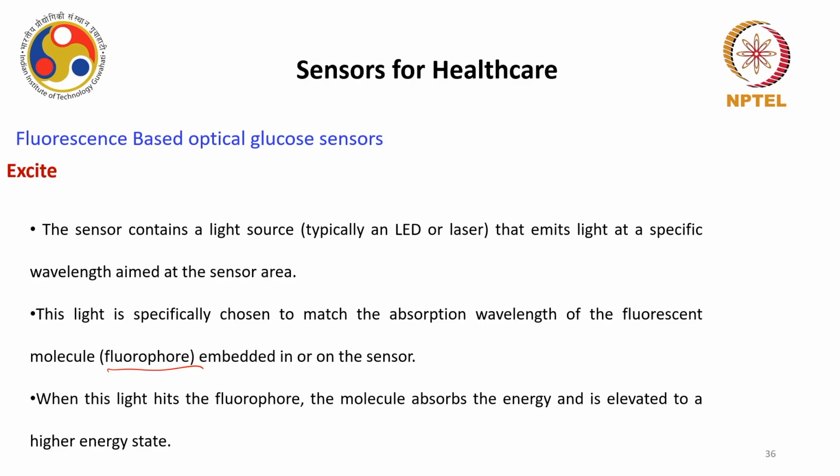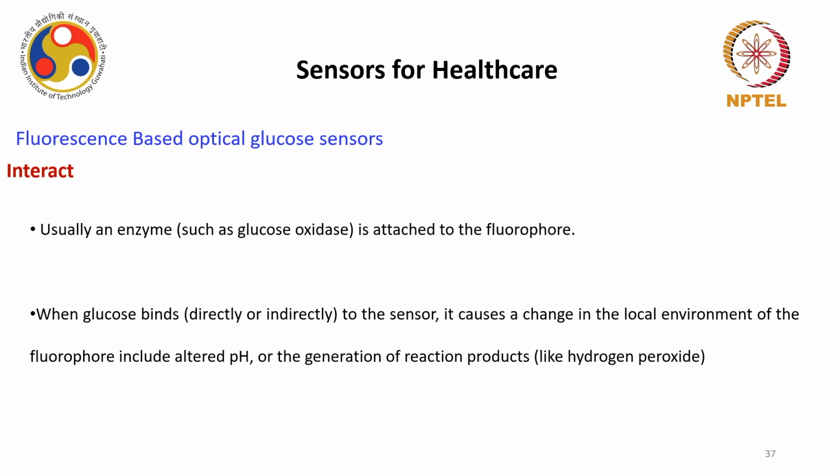So, the light emitted from the source is falling on the fluorescent molecule, the fluorophore, which is embedded in the sensor surface. When this light hits the fluorophore, the molecule absorbs the energy and is elevated to a higher energy state, as we have just seen in the case of fluorescence. The second stage is the interaction.